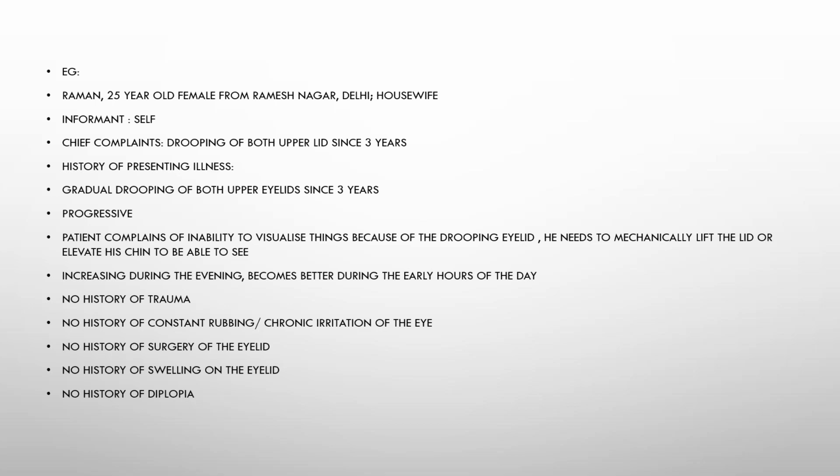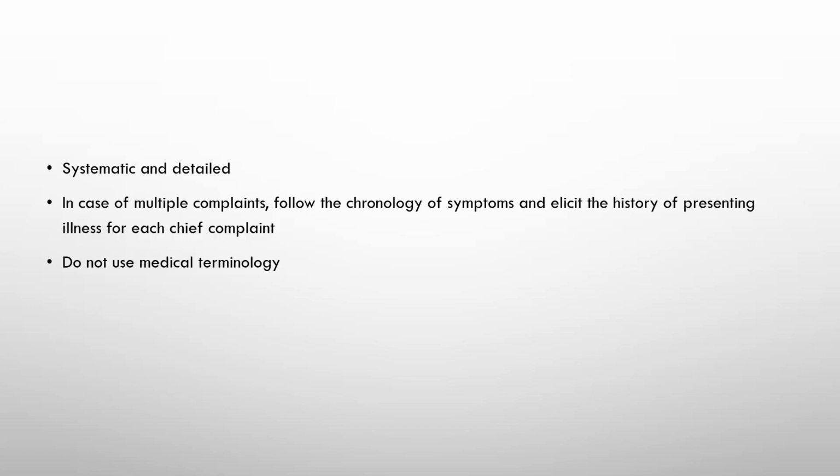So this is how you're supposed to rule in the diseases by the positive history and rule out the diseases with relevant negative history. So again, it needs to be very systematic and detailed. And in case of multiple complaints, you have to again follow the chronology of the symptoms and elicit history for each of the presenting complaints separately with relevant negative history and relevant positive history for each complaint. And the chief complaint and your history of presenting illness has to be recorded in the patient's own words and not in medical terminology.